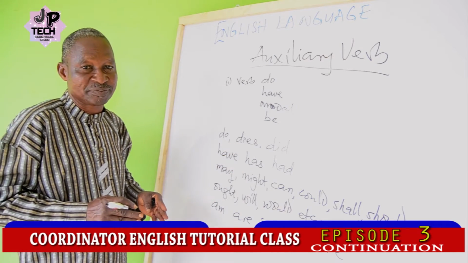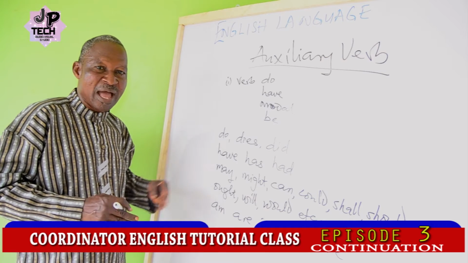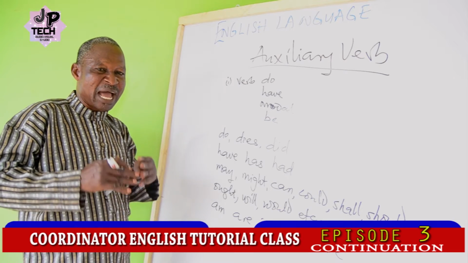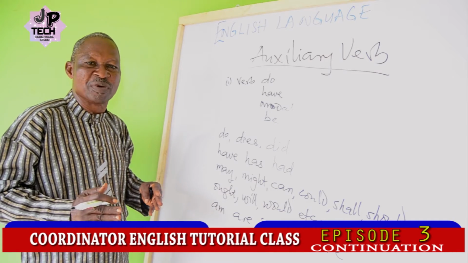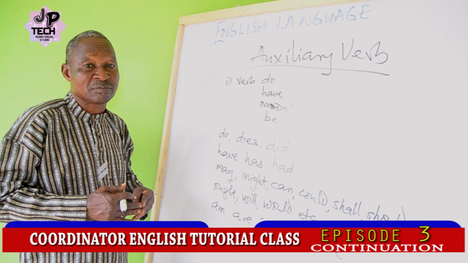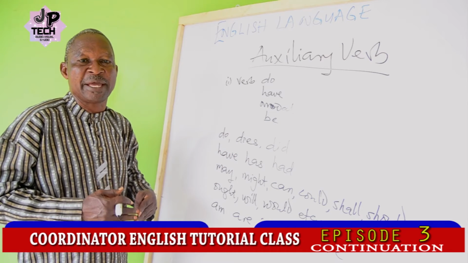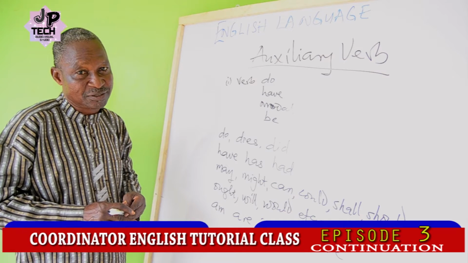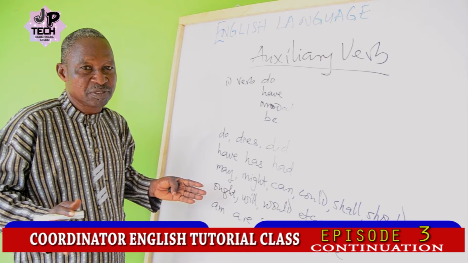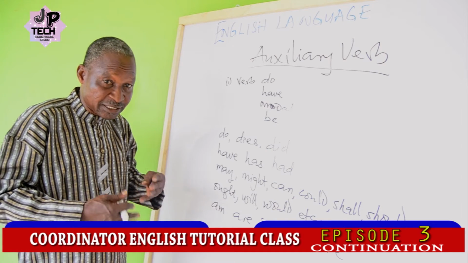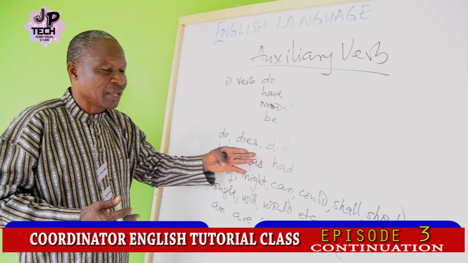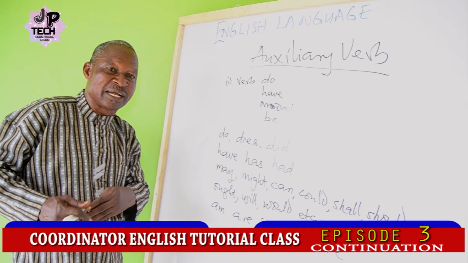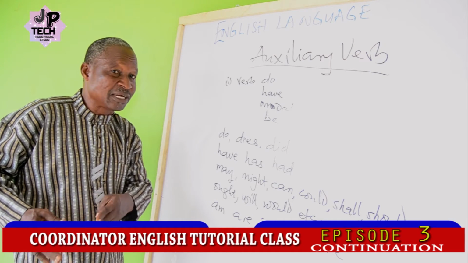Have, has, had. I have a car. It's not an auxiliary verb there. But I have swept the room. Have is an auxiliary verb there. He has a pen. Has is not an auxiliary verb there. But he has washed the table. Has is an auxiliary verb there. Had. He had a car last year. Had is not an auxiliary verb there.